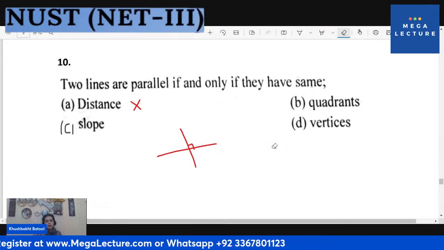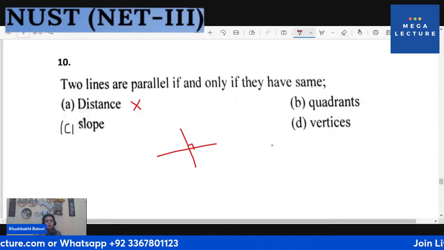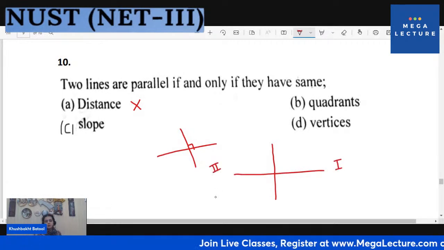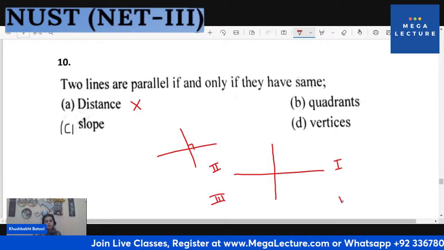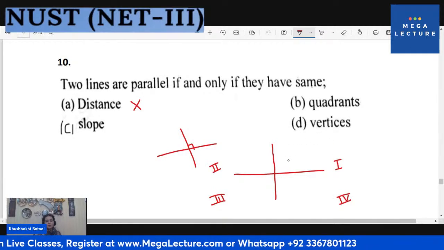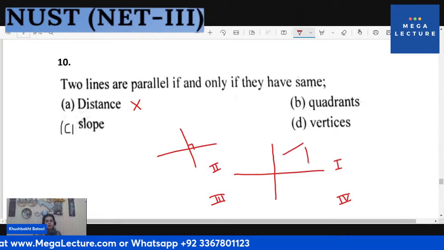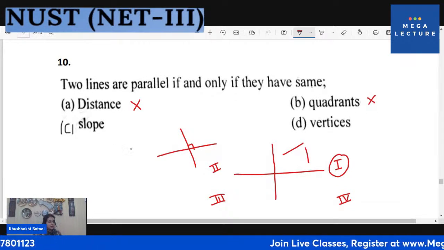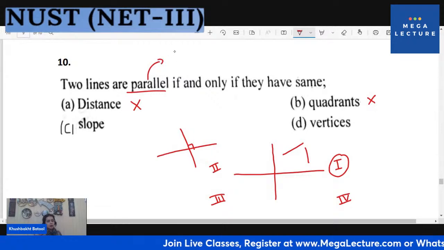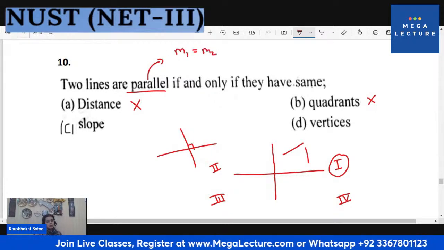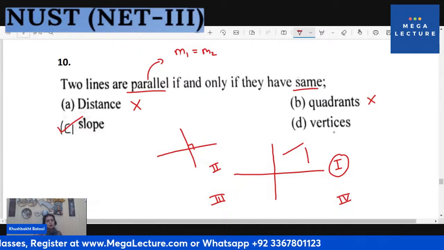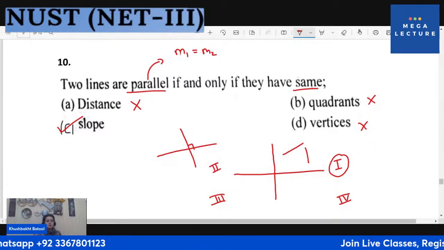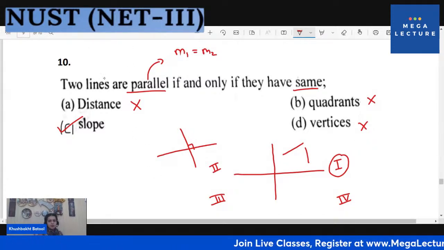Same quadrants. I'll be explaining these contents because this would help you understand a lot of content. So we have four quadrants: one, two, three, and four. When we say same quadrant, there could be a line like this and some other line like this. Now they're lying in the first quadrant, but they're not parallel. The slope, yes, we know whenever two lines are parallel, their slopes are equal. So they would have the same slope, right? And if the vertices are same, that does not determine if they would be parallel or not. So the answer is going to be C in this case.